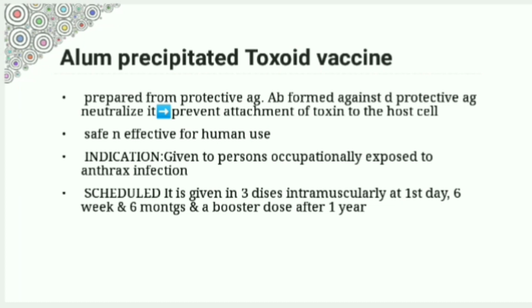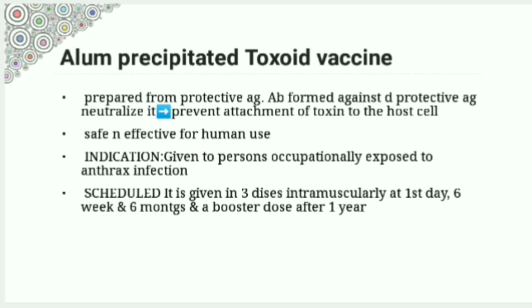And the live attenuated non-capsulated spore vaccine, or Sterne vaccine, is used in animals and it is not safe for human use. Then which is the safest and most effective vaccine for human use? It's the alum precipitated toxoid vaccine. It's prepared from protective antigen. The antibody formed against this protective antigen neutralizes it and prevents the attachment of toxin to the host.